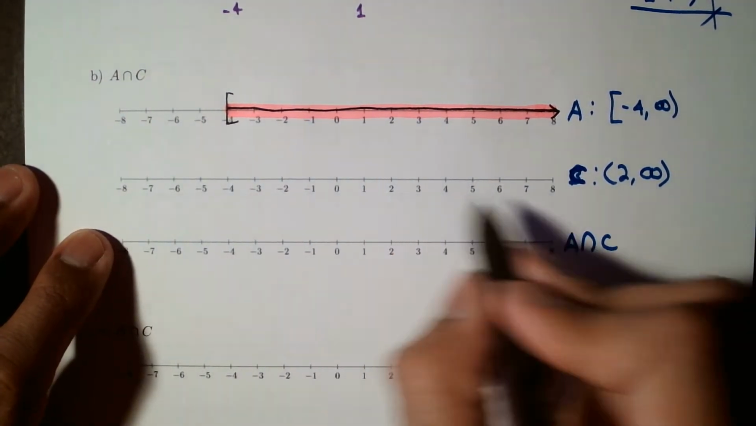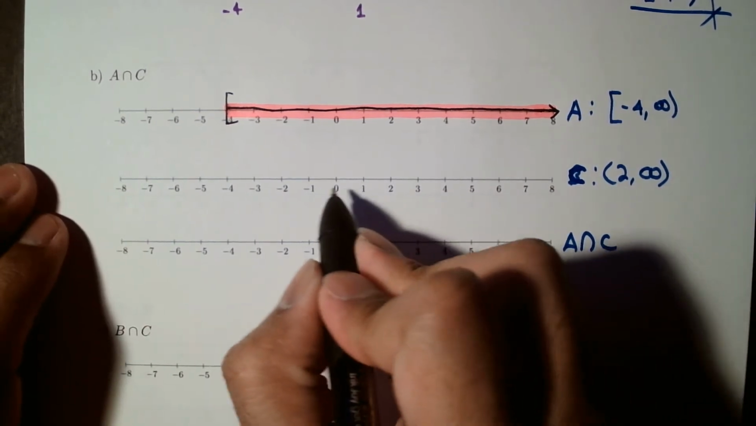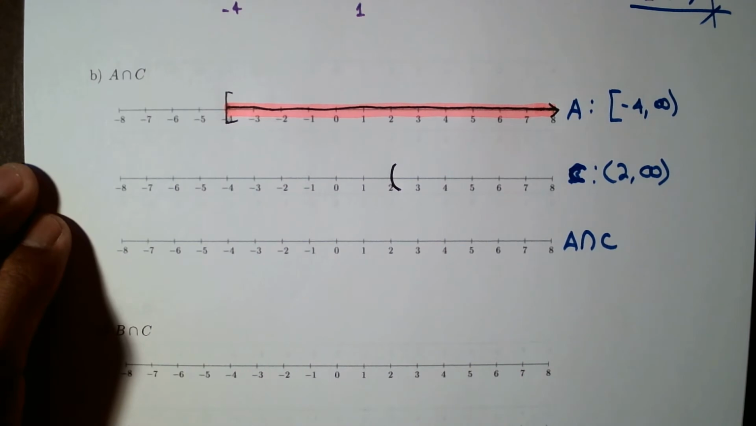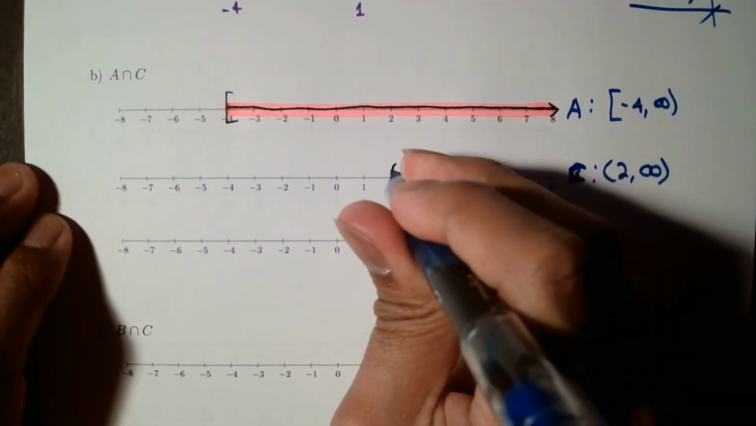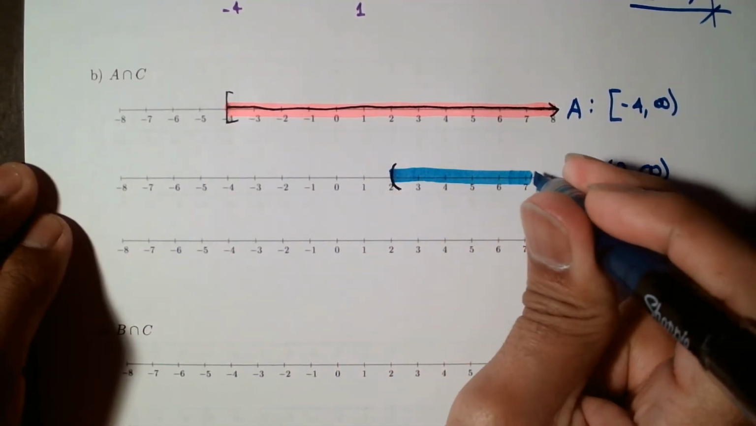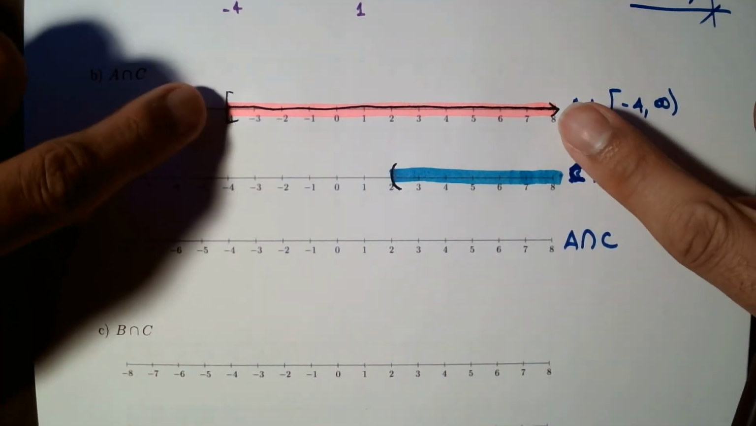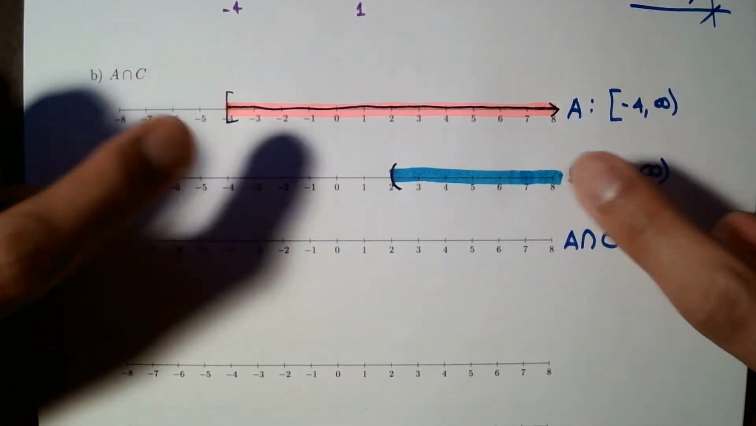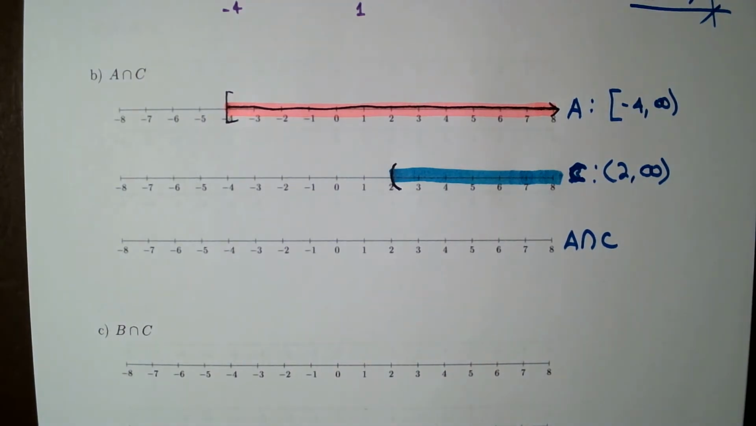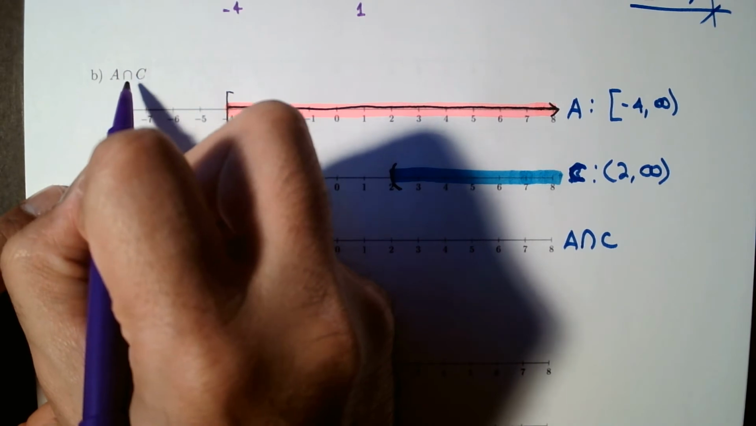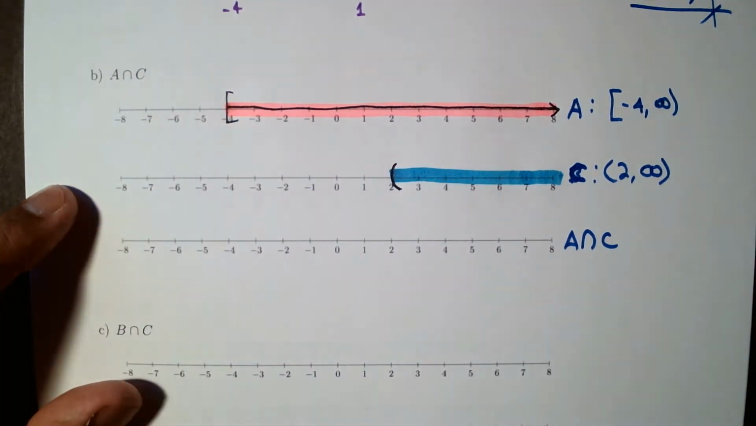And number 2, the set C will go from 2 to infinity. I'm going to use a different color in this case. All right, so what are we going to do here? Well, I'm going to put this pink one on top of the blue. I'm going to put them together and sandwich them again. This symbol, this sort of an N, means intersection.